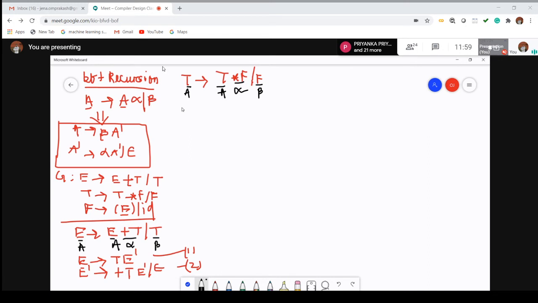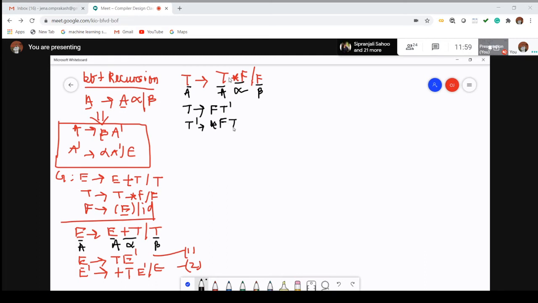It will be converted into A to beta A dash. A value equals T. A to beta A dash. Beta A dash means F, A dash means T dash. Then A dash to alpha A dash, that will be T dash to alpha, whose value equals star F. So it will be star F into A dash.